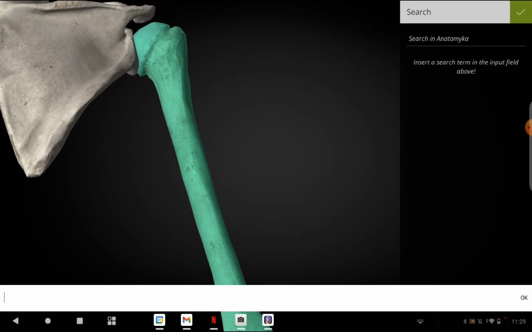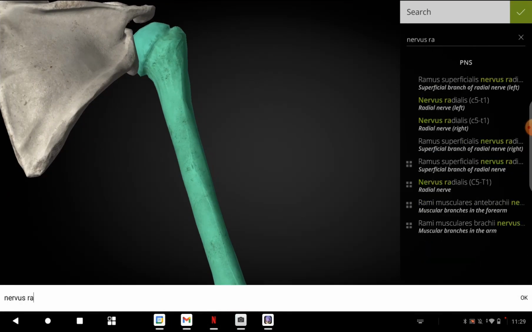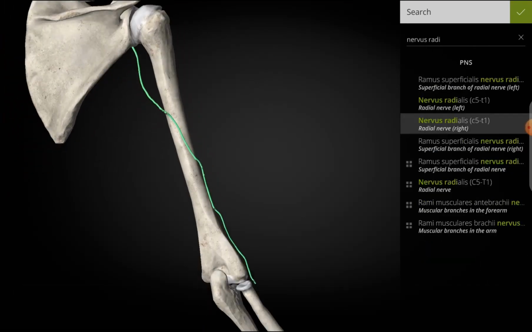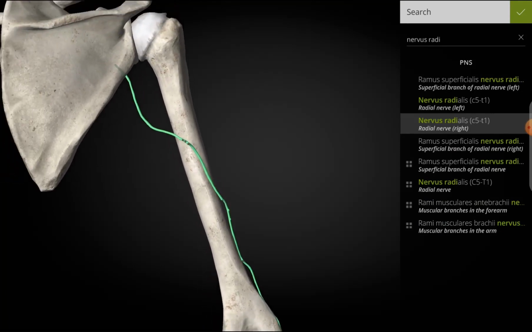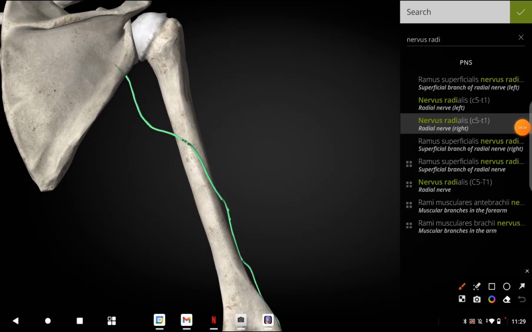For this, it is useful to display another structure, which is also a nerve, the radial nerve, because a structure corresponding to the radial nerve is found on the humerus, on the posterior surface of its shaft, and this is called the sulcus nervi radialis. This is exactly where the radial nerve passes along the posterior surface of the humerus. This is the sulcus nervi radialis.